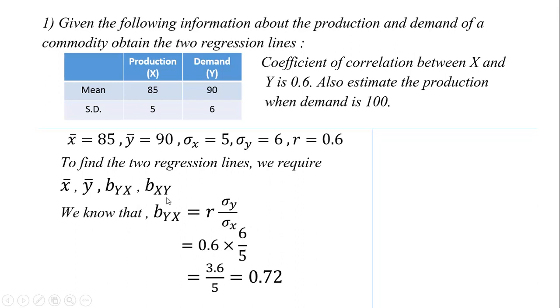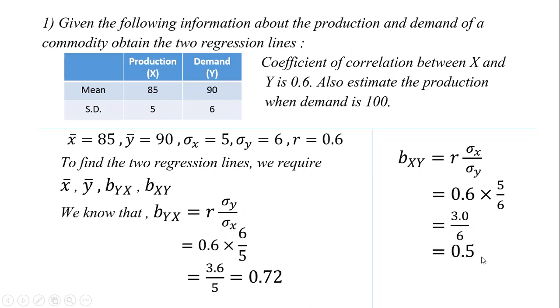Now we calculate the second regression coefficient bxy. Bxy is equal to r into sigma x upon sigma y. Again, we have to use these three values and find bxy. R is 0.6, sigma x is 5, sigma y is 6. Now 0.6 into 5 is 3 upon 6, which is 0.5. So here we find values of regression coefficients using sigma x, sigma y and r, these two formulae.